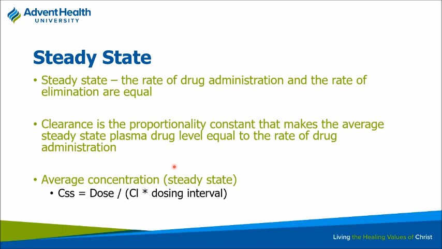I mentioned most times we don't give drugs via continuous infusion because it's not very practical, so I'll show you some ways to get around that. But basically, the average concentration at steady state is equal to the dose I'm administering divided by the clearance and the dosing interval that I'm giving the drug at.